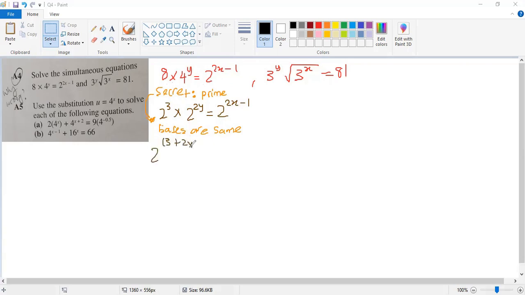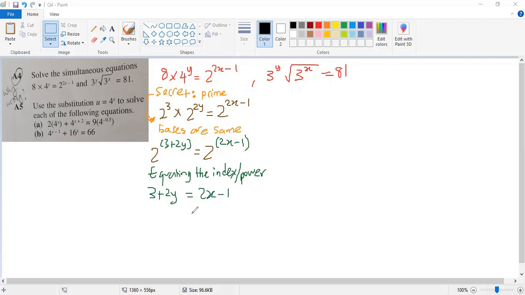So this becomes 3 plus 2y. I'm going to put it in a different color so it's easier to see the exponent separated from the base itself. So 2x minus 1. In this step, the green one, we are equating the index, which is sometimes also called the power. So equating the index, 3 plus 2y in green equals 2x minus 1. This is how we slowly form the equation.